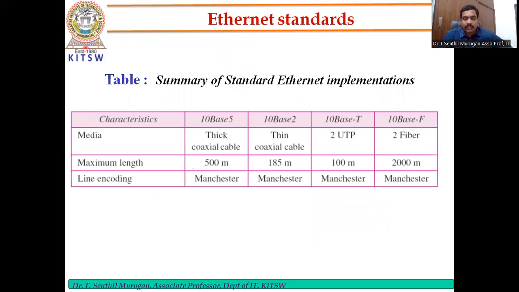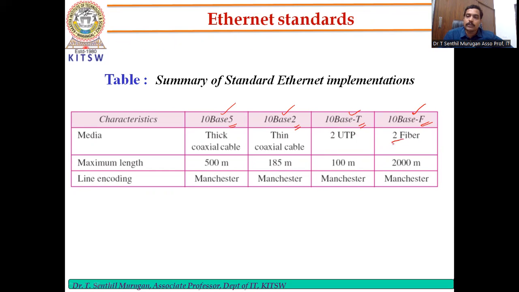So this is the summary of this video lecture. We know that we discussed four types of standard Ethernet: 10 base 5, 10 base 2, 10 base T, and 10 base F. So 5 means 500 meters, 2 means 200 meters, T means twisted pair cables, F means fiber optical cables.